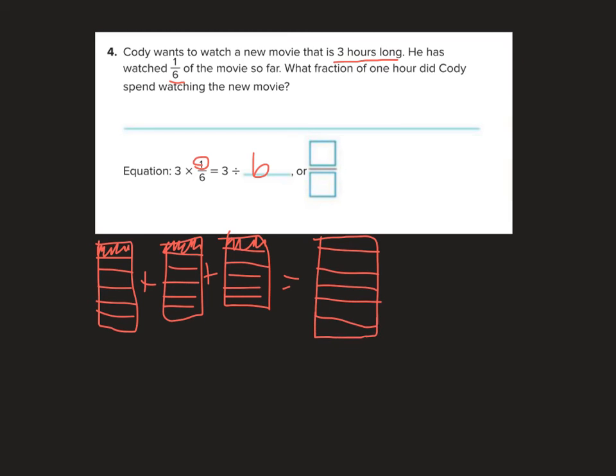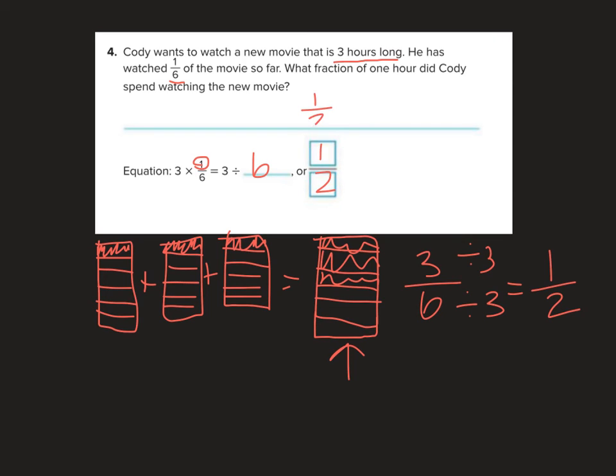I'm going to draw one more. Pretend these are all the same size, okay? I am human. I'm not super good at drawing. Pretend they're all the same size. So how many boxes did I color in? 3. 1, 2, 3. So this picture right here represents 3 out of 6 pieces, which can be reduced to 1/2. So he spent half an hour on the new movie.